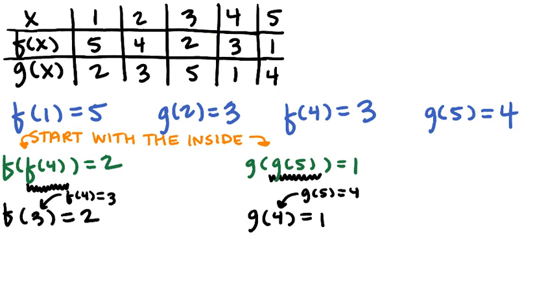All right, there you go. And so g of 5 was 4. You plugged 4 into g again, and you got 1. So g of g of 5 was equal to 1.